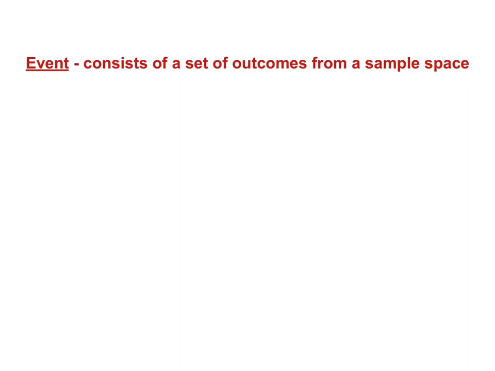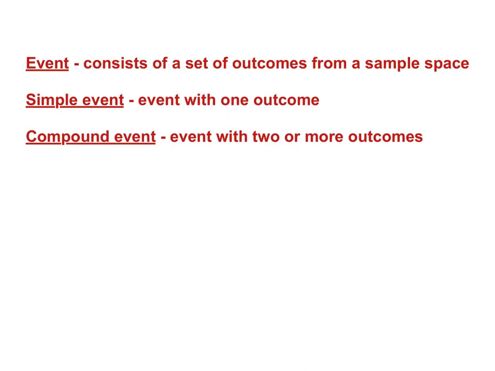Got a couple more definitions too. We have a simple event when there's only one possible outcome. So all of this information is leading us to a place where we can actually find probabilities of things happening or not happening. One toss, there's one possible outcome. One outcome. We have a compound event with 2 or more outcomes.